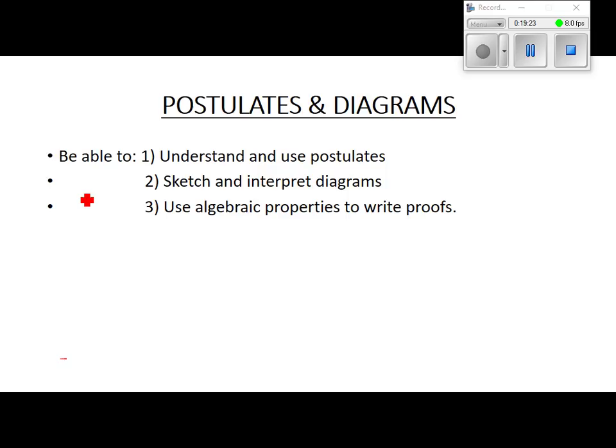All right, well, we're going to cover postulates and diagrams. We're going to go back over some of the diagrams that we were drawing. Some of you had trouble with it on the test. Got to know how to draw these different diagrams when they're explaining them to you. Be able to understand and use postulates. Let's go back over postulates.